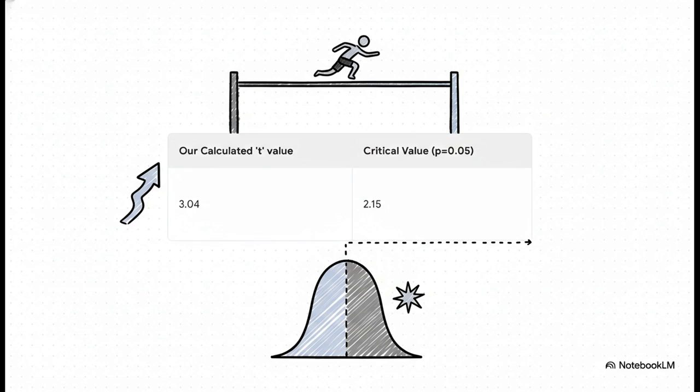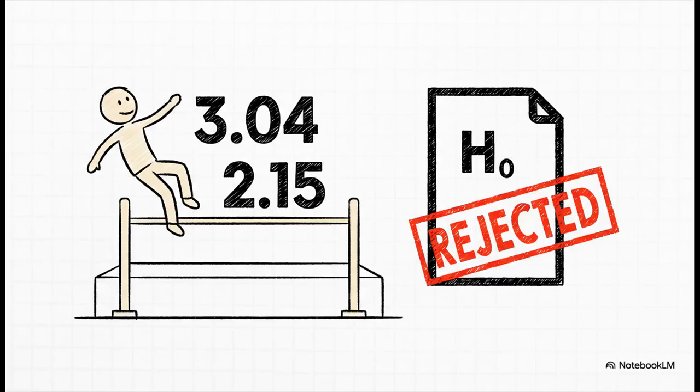We have to compare it to something called a critical value. This is a number statisticians figure out based on how confident we want to be, and usually that's 95% confident. For our experiment, that critical value is 2.15. Honestly, the best way to think about it is like a high jump bar. To prove our result is significant, our t-value has to clear that bar. And look at that. Our value, 3.04, is higher than the critical value of 2.15. We cleared the bar. This gives us the statistical firepower we need to officially reject the null hypothesis.